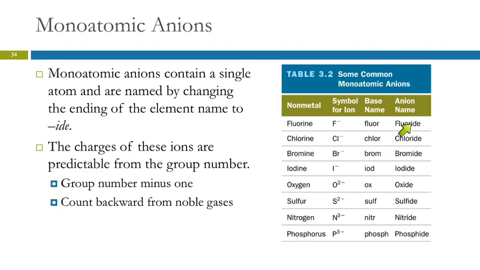So fluorine becomes fluoride. Chlorine, chloride. The pattern breaks down a little bit here because you also drop the "ine." Oxygen, oxide. So for the metals, just their name, Roman numeral if needed. For the nonmetals, you take the element name and you just change the ending to "ide." Okay. Questions?